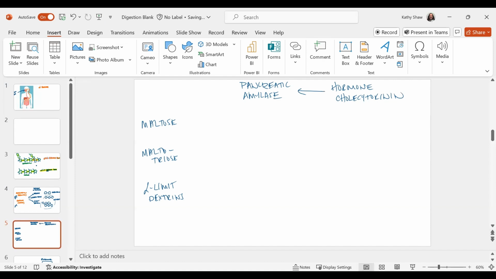Stimulates the release of pancreatic amylase, continues breaking down the larger molecules, really just gets us more of these. So as we go through the small intestine, we're getting more of these three molecules. That will continue as we go through. Then next thing we need is enterocytes. So the enterocytes, I had one pre-drawn here.